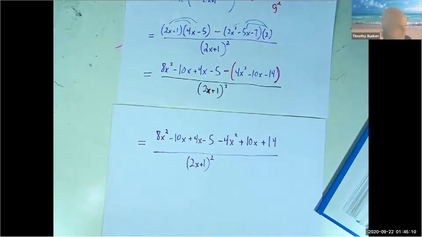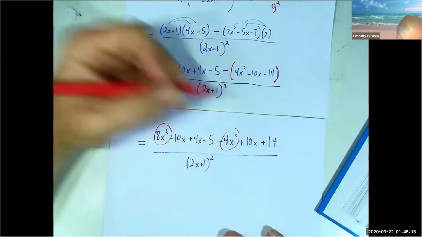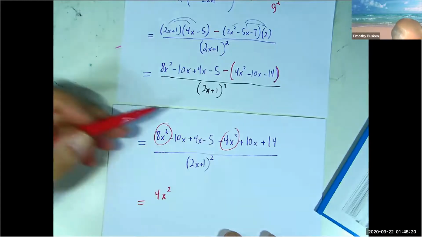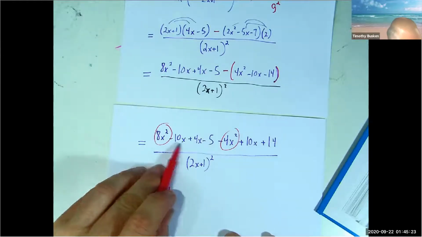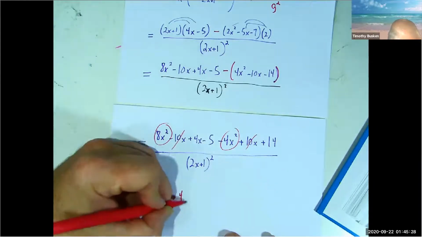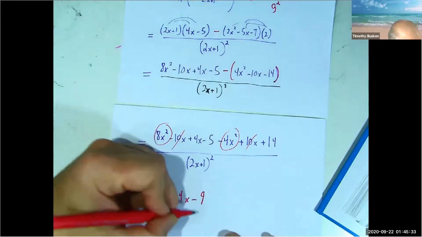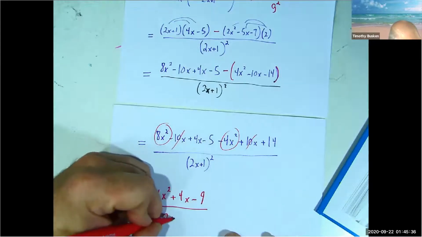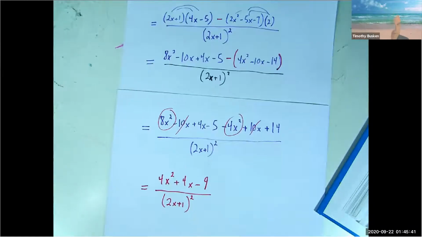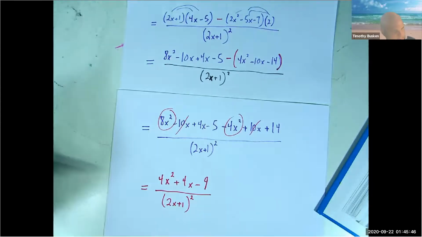All right, so we just combine some like terms now. 8x squared minus 4x squared, that's going to give us 4x squared. Right here, the negative 10x and the 10x will zero out, and that'll leave us 4x, so plus 4x. And then 14 minus 5, that's 9. And that's all over 2x plus 1 quantity squared. And I think that's about it. Do we need to factor the numerator? I don't think so, not right now. So we're going to call this the most simplified answer.